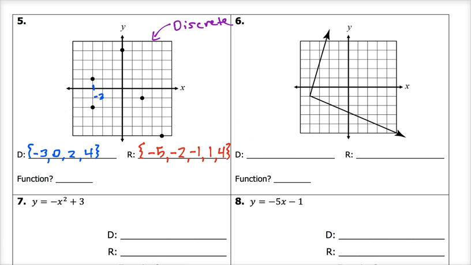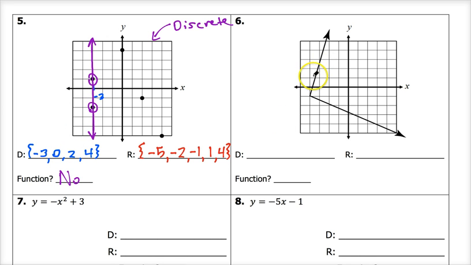Because this is a graph, I can use the vertical line test to tell whether or not this is a function. And if I draw a vertical line, you'll see here on x is -3, I hit both of these points at the same time, so this is not a function. This fails the vertical line test.